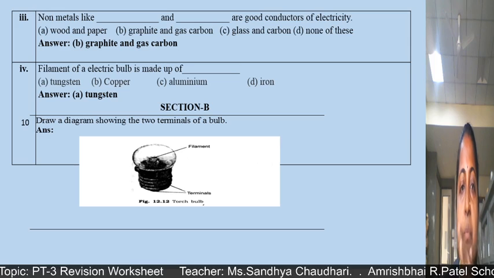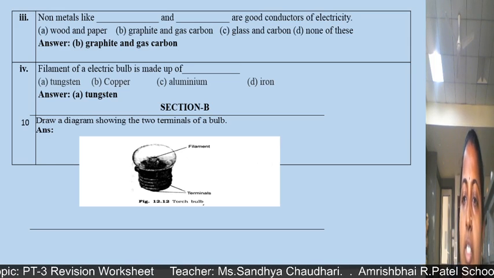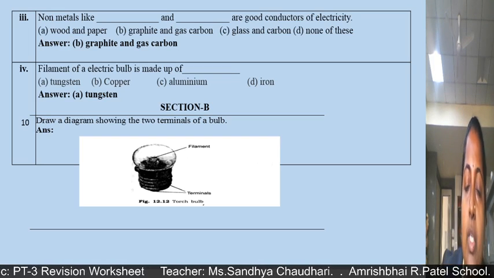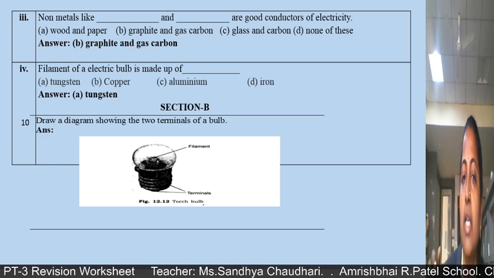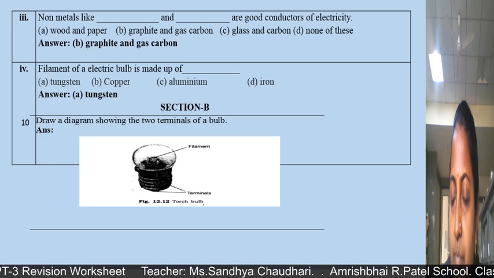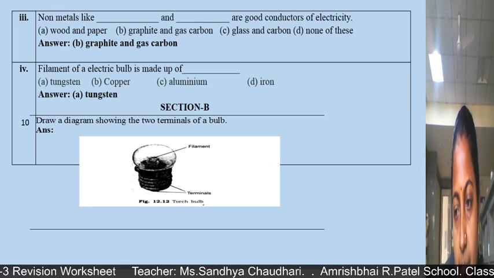Now section B is there. Question number 10, 11 and 12, that will be for 2 marks each. Draw a diagram showing the two terminals of a bulb. So here children, draw a diagram with a pencil only and give perfect labeling. Then only you will get the full marks for this diagram.